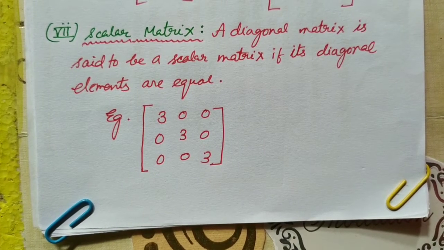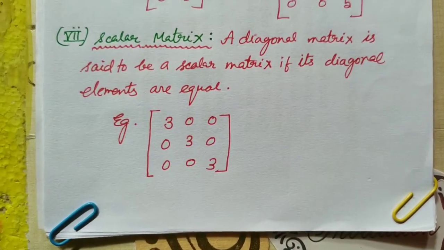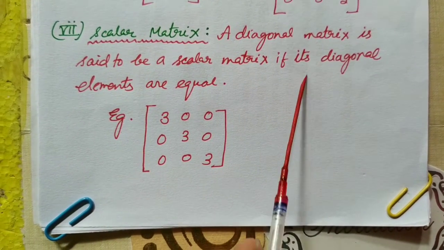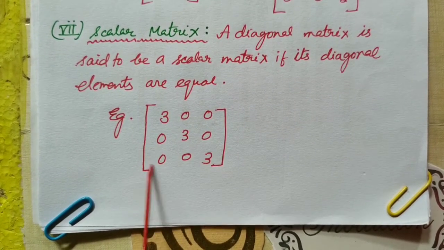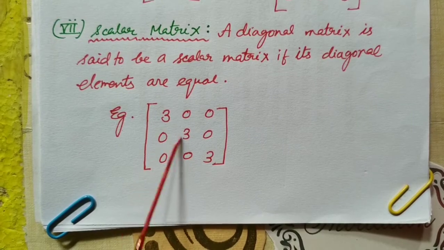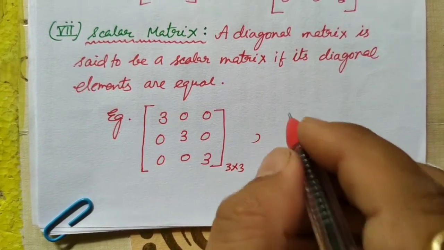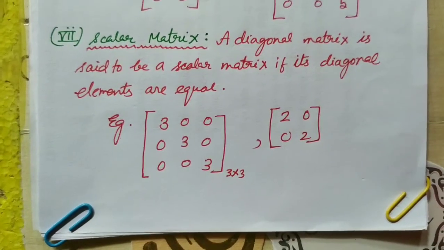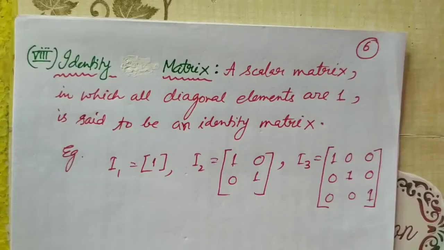Next is the definition of a scalar matrix. A scalar matrix must be a diagonal matrix. A diagonal matrix is scalar if the diagonal elements are equal, that means non-diagonals are all 0 and diagonal elements are all equal. So 3, 3, 3, or you can put any element here. This is of order 3 by 3. You can also write 2, 0, 0, 2. This is also a scalar matrix because non-diagonals are 0 and diagonals are equal. So this is the meaning of a scalar matrix.